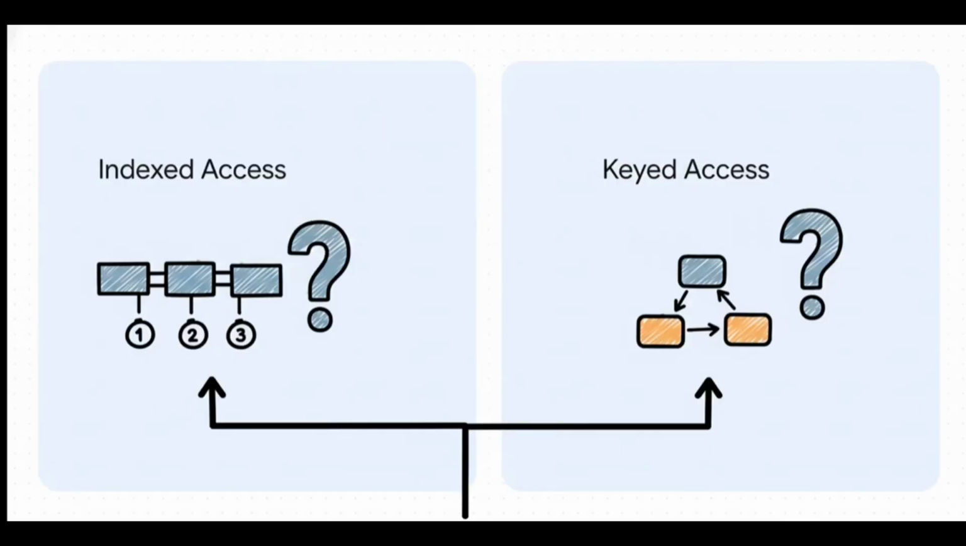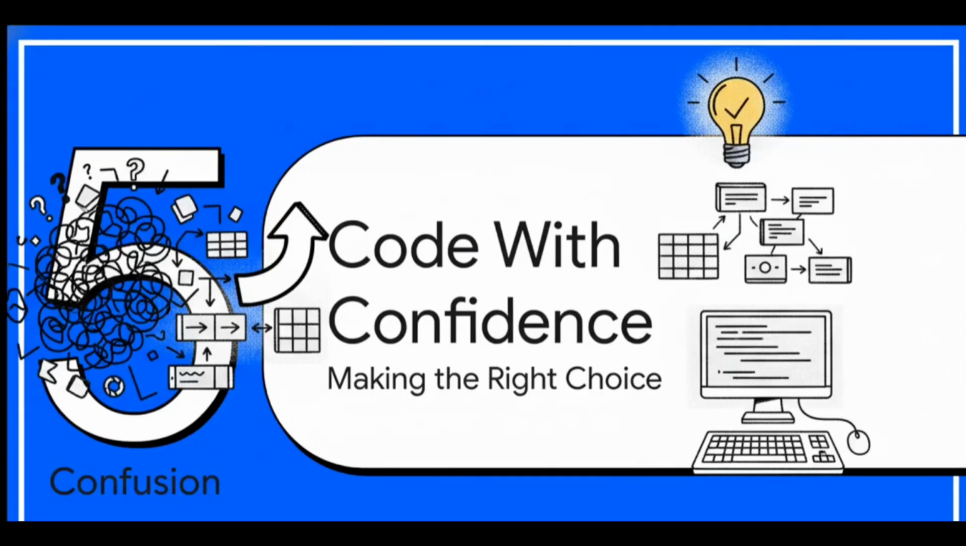Look, if you only remember one thing from all of this, make it this right here. Indexed access, for arrays and lists, is all about asking, what's at position X? Keyed access, for objects, is about asking, what is the value of Y? That is the fundamental choice, the fork in the road you have to take every time you store data. So, what does this all mean for you? How do we take all this theory and turn it into practice? How do we get you coding with total confidence?